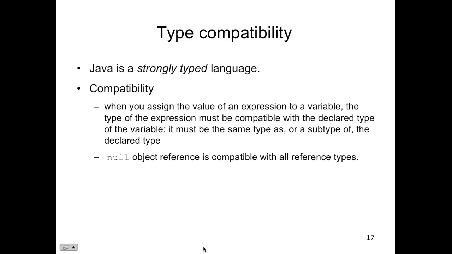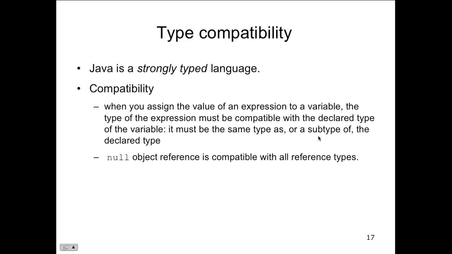So type compatibility, let's talk about that. Java is a strongly typed language. Although it doesn't sound like it, it is a strongly typed language. In terms of compatibility, when you assign the value of an expression to a variable, the type of the expression must be compatible with the declared type of the variable. Obviously, it's the same thing that you get with C or C++, also strongly typed languages. It must be the same type as or a subtype of the declared type.